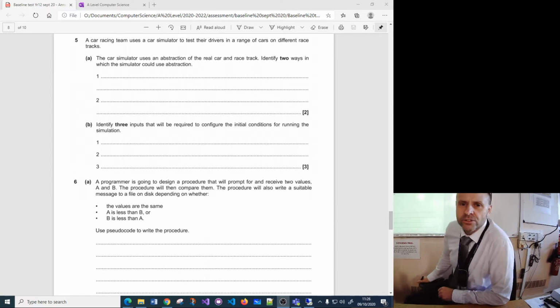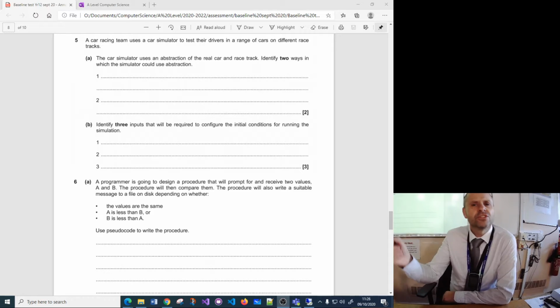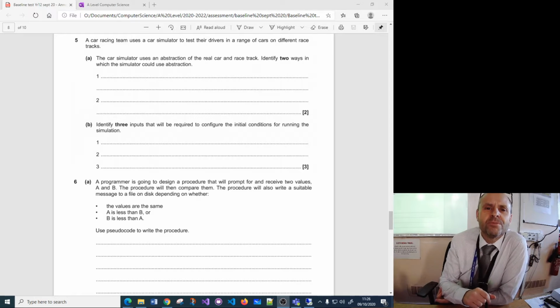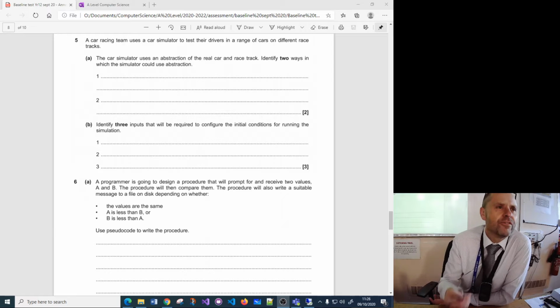A car simulator uses abstraction, and this is for testing a range of cars on racetracks, so it's racing. Identify 2 ways in which the simulator can use abstraction. So first off, what does abstraction mean? Now that's a GCSE word. Abstraction is about focusing on the detail that matters, ignoring the things that don't.